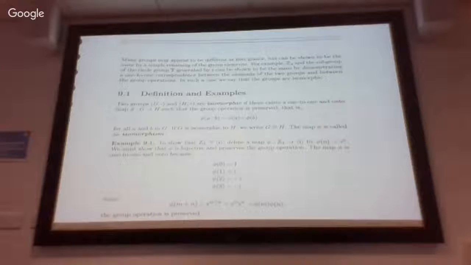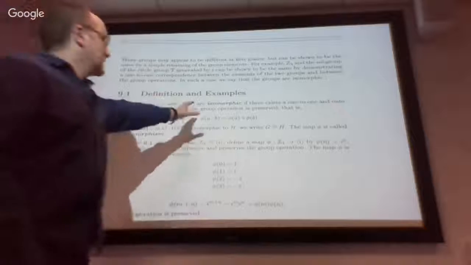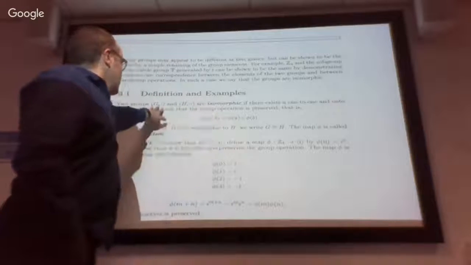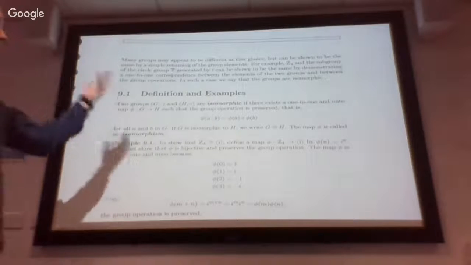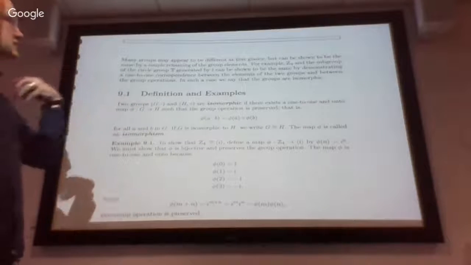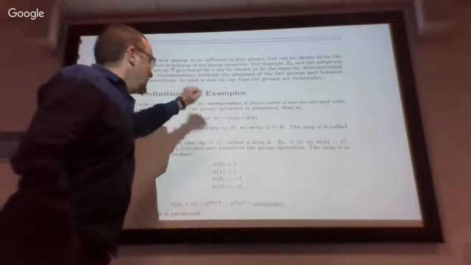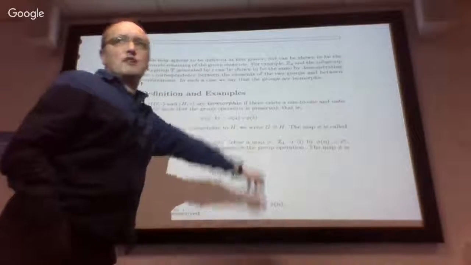So whatever we see going on with the group operation in the group on the left, the domain group G, we're going to see exactly the same thing happening in the group H amongst the elements phi of a and phi of b.